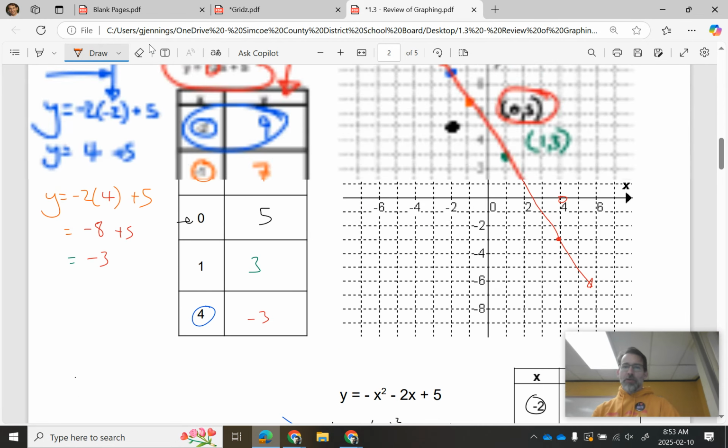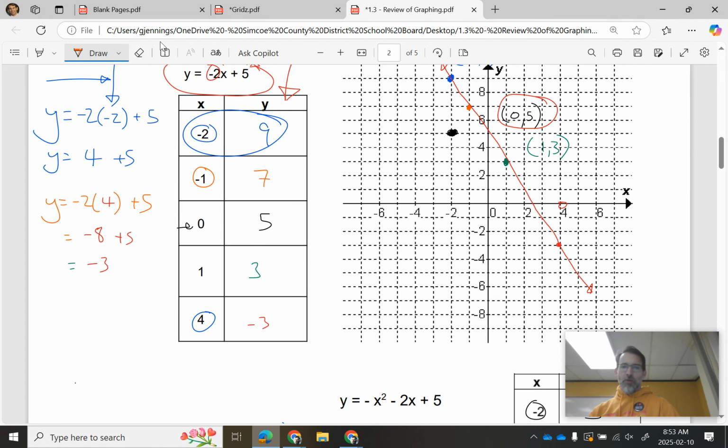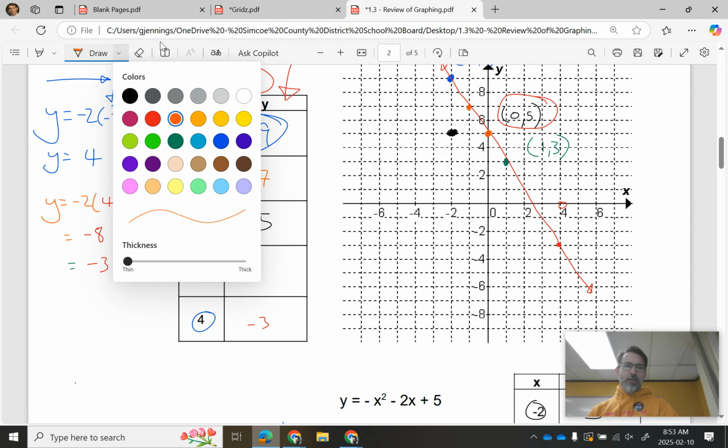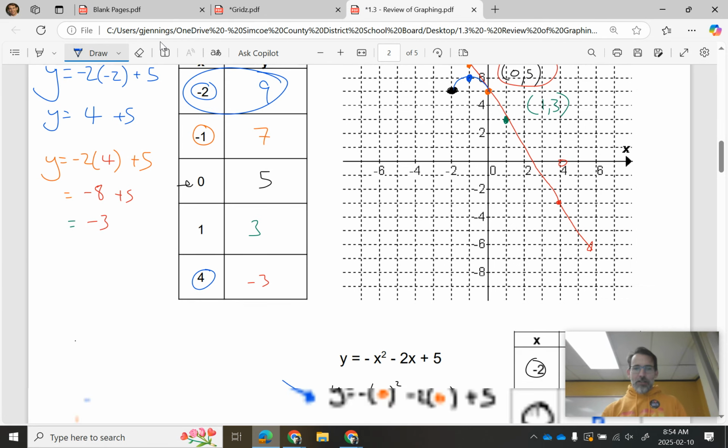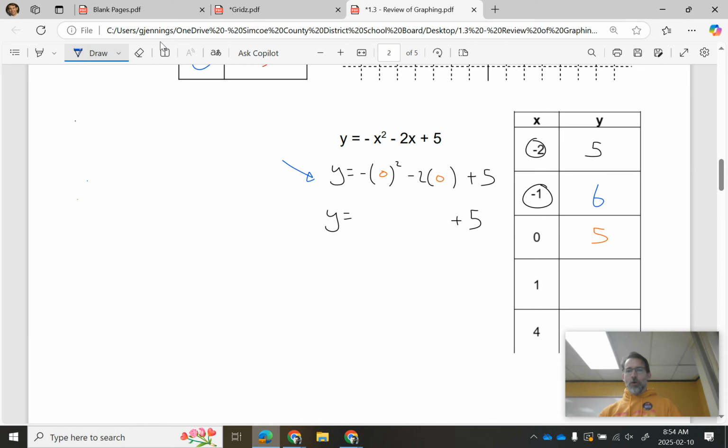So we go ahead and we put these points on our graph. Oh, I forgot one. But there's the point 0, 5. Here is the point negative 1, 6. And I'm seeing that we're already starting this beautiful parabola shape. I wonder what happens as we go out that way. So then I'm interested in 1 and 4. So we go ahead and sub those in, nice and quick.